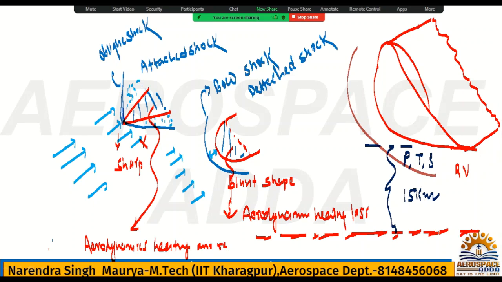Okay, they said in the problem itself, center line to the re-entry vehicle. This is the center line, you can say. Okay, this is the center line.